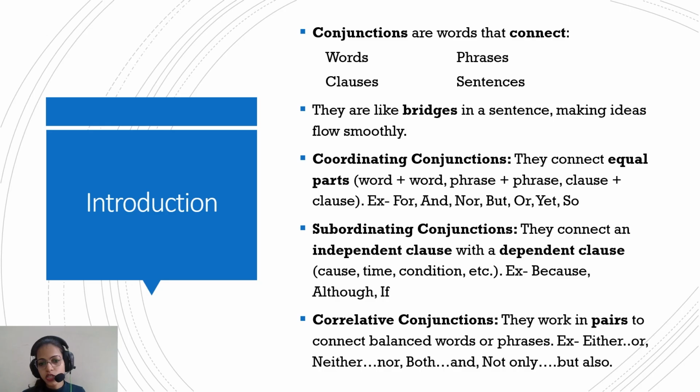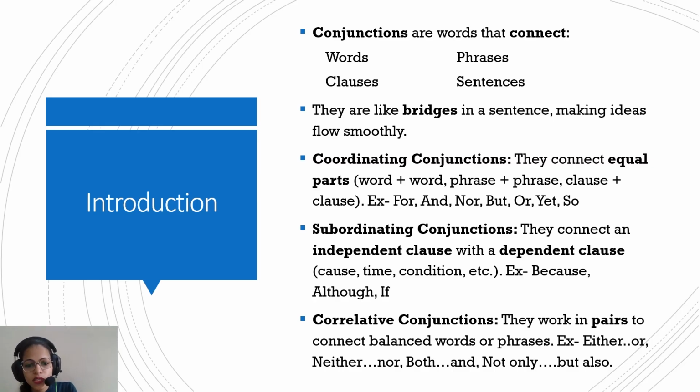So there are three types of conjunctions: coordinating conjunctions. They connect equal parts, such as two words, two phrases, two clauses. So two equal parts are being connected. So the examples are for, and, nor, but, or, yet, so. A very easy way to remember them is FANBOYS.